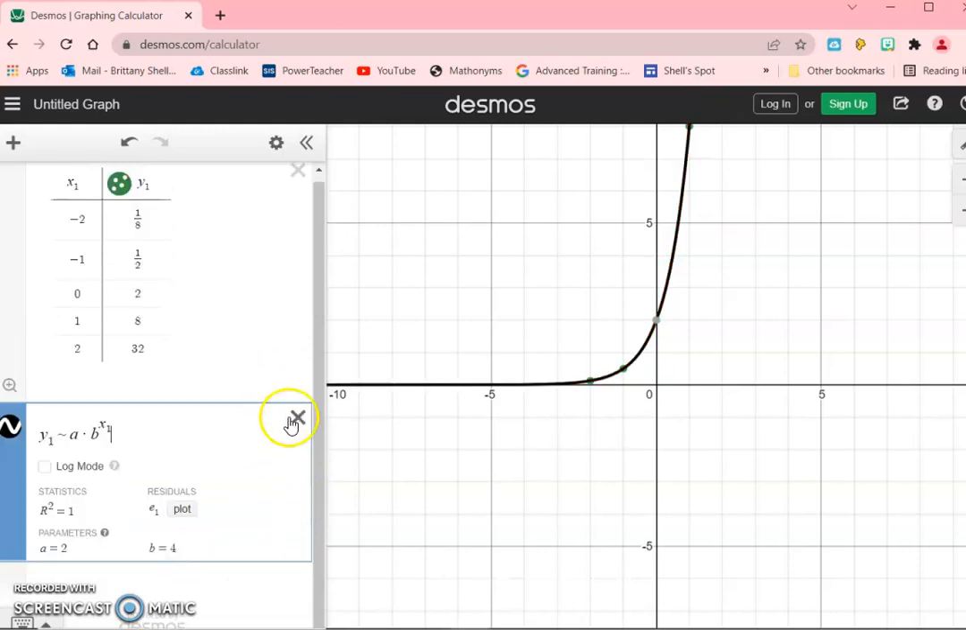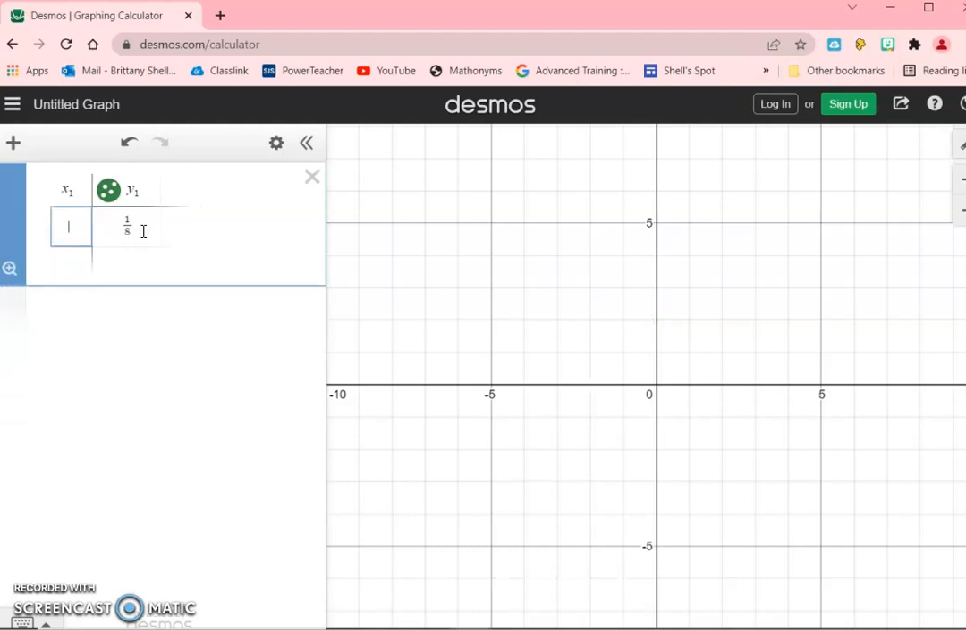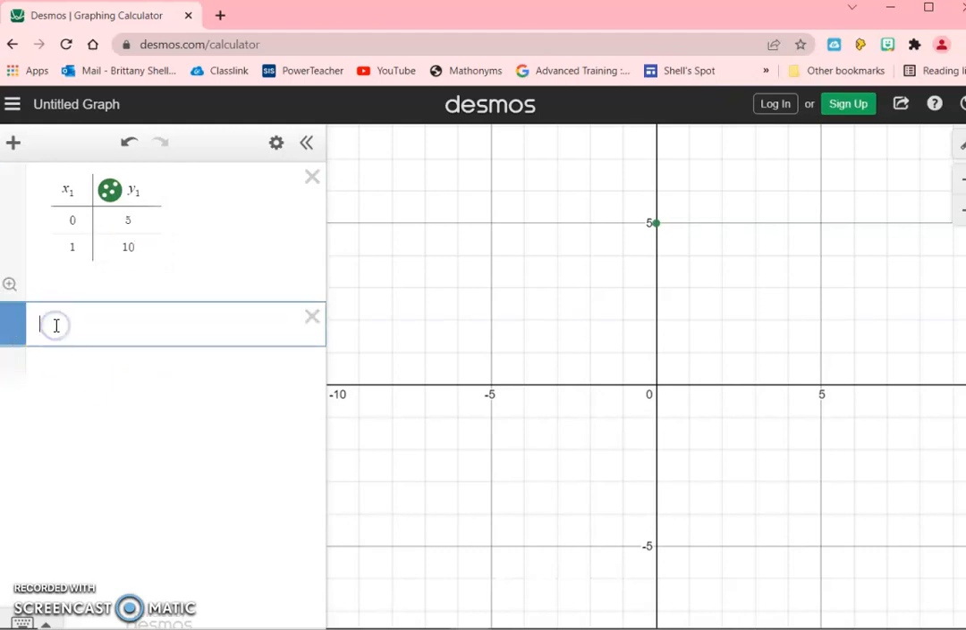All right, and then the last thing that they give us in this particular Frayer model is a graph. And what we can do with our graph is to clear out the values from this table and use some of the ones from the graph. So one of the ones that's easy to find is 0, 5. I see 1, 10. And let's see if we can use those two to get an equation.